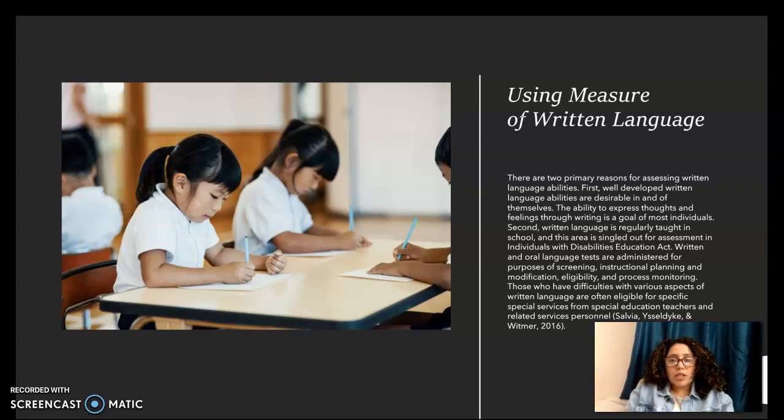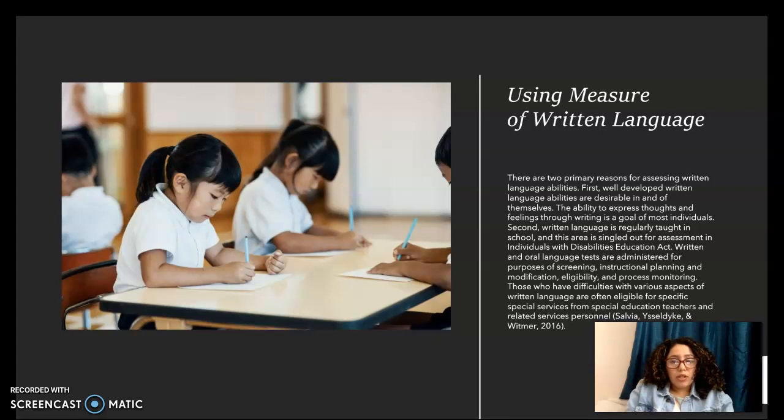Second, using measures of written language. There are two primary reasons for assessing written language abilities. First, well-developed written language abilities are desirable in and of themselves. The ability to express thoughts and feelings through writing is a goal of most individuals.